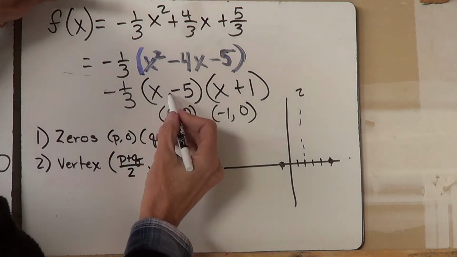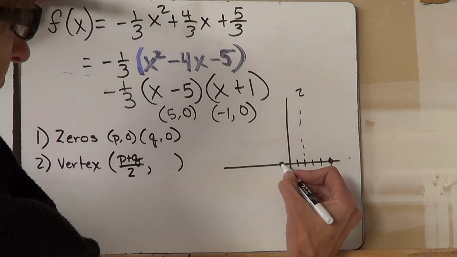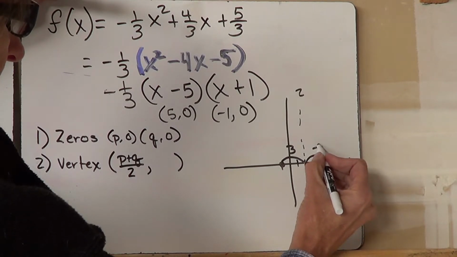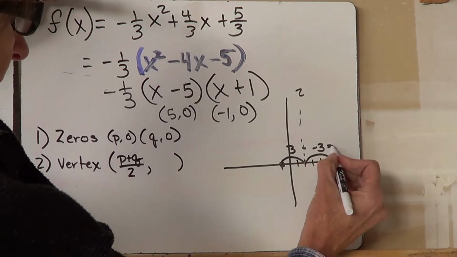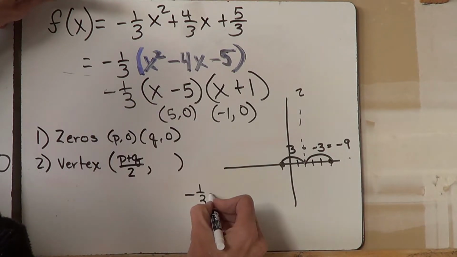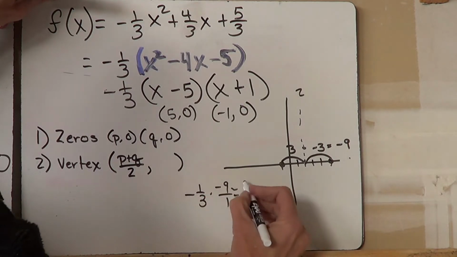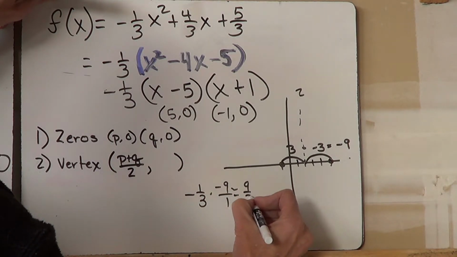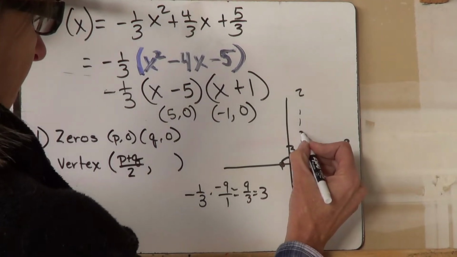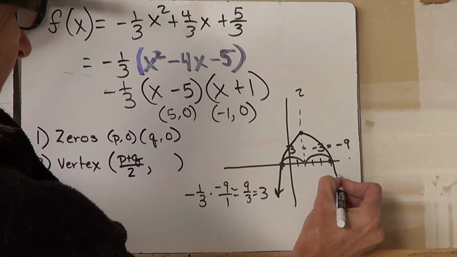We can plug 2 in here. 2 minus 5 is negative 3. 2 plus 1 is positive 3. Or you can do it right here. It's 3 and negative 3. Multiply those and you get negative 9. Negative 1/3 times negative 9 would be, a negative and a negative make positive, 9/3, which equals 3. So we know that our vertex is up here at 3, and it's graphed like that.